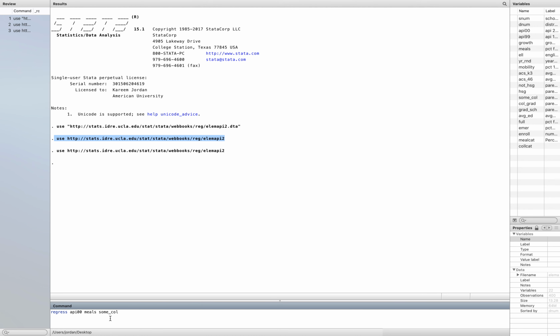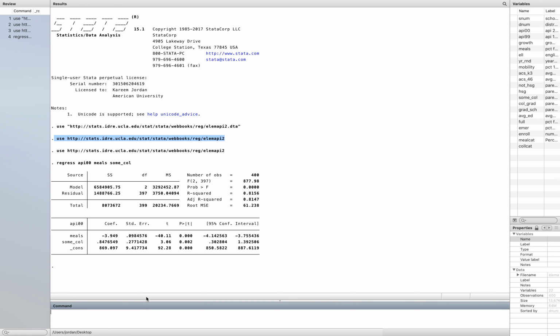So this is a multiple linear regression. So you have more than one predictor in the model. If it was one predictor, it would be called a simple linear regression. So we have more than one predictor in the model. So if you do that, regress your outcome, and then you have your predictors following that, this is what you get.